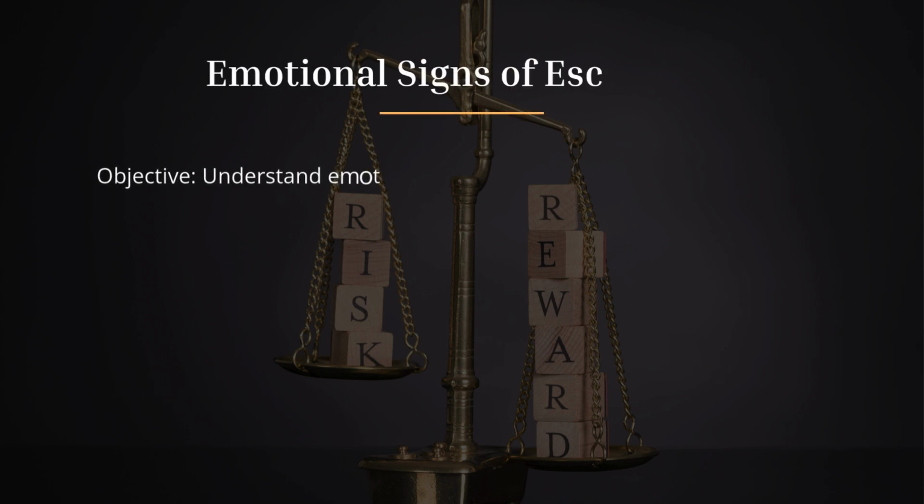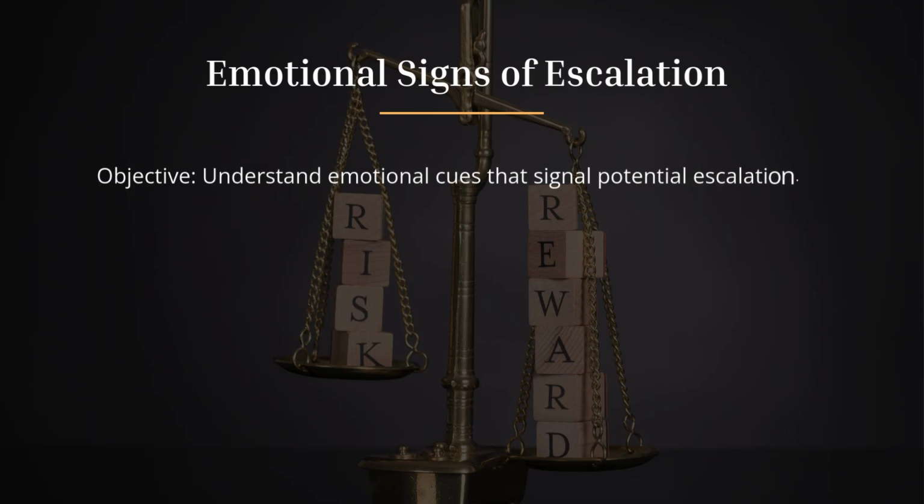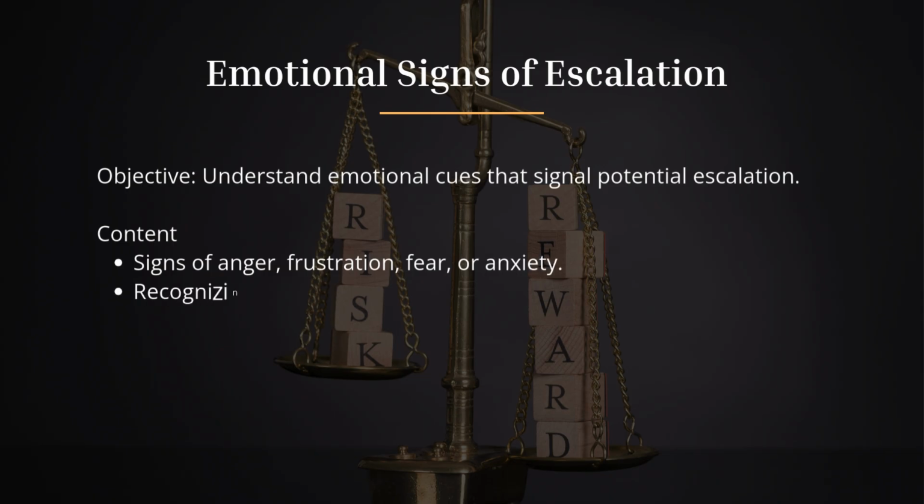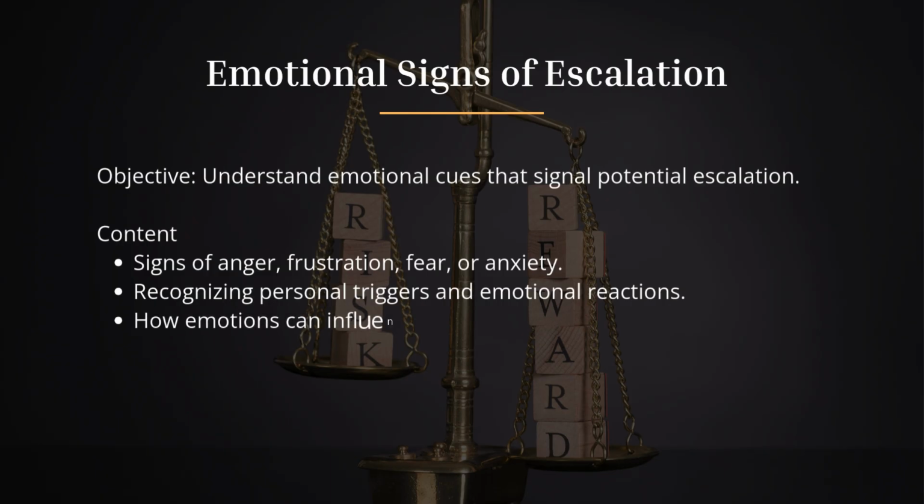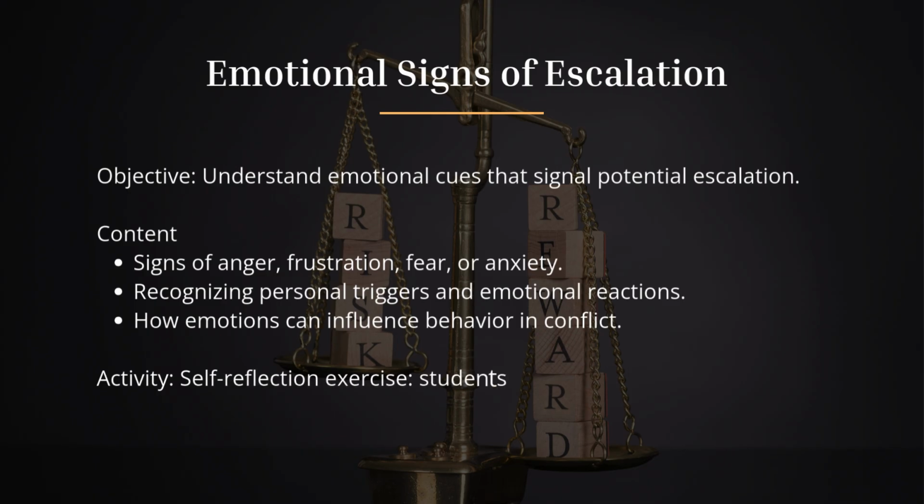Emotional signs of escalation. Objective: understand emotional cues that signal potential escalation. Content: signs of anger, frustration, fear, or anxiety. Recognizing personal triggers and emotional reactions. How emotions can influence behavior in conflict. Activity: self-reflection exercise. Students identify their emotional triggers and share strategies for recognizing emotions in others.